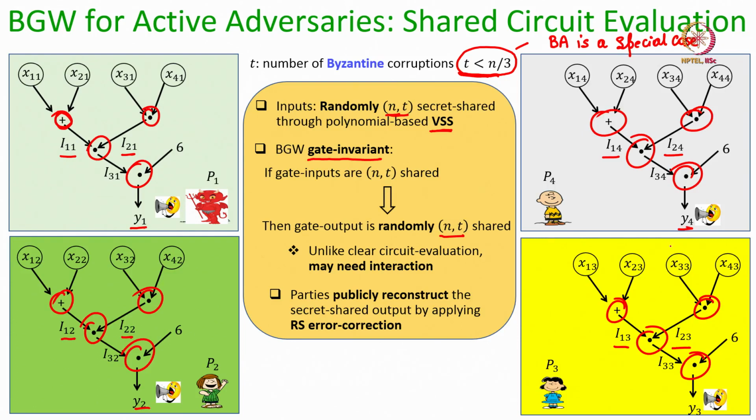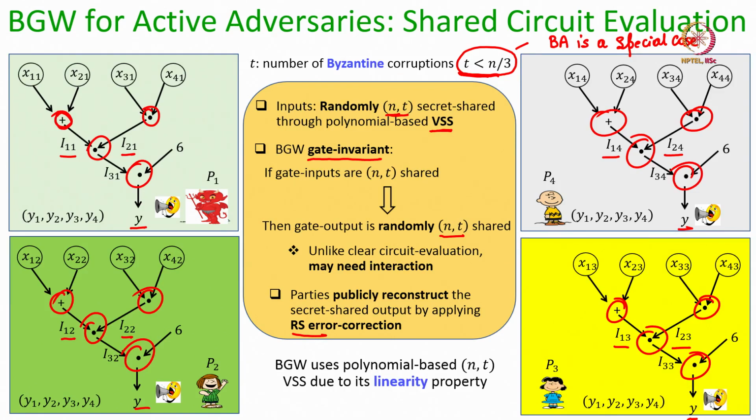Now, once all the gates are evaluated, the parties go to the output stage where every party can make public its share corresponding to the output of the function. There could be up to t parties who may make public incorrect shares, and the identity of the corrupt shares may not be known. So, what the parties can do now is apply the Reed-Solomon error correction, and they will try to reconstruct the correct output y and terminate the protocol.